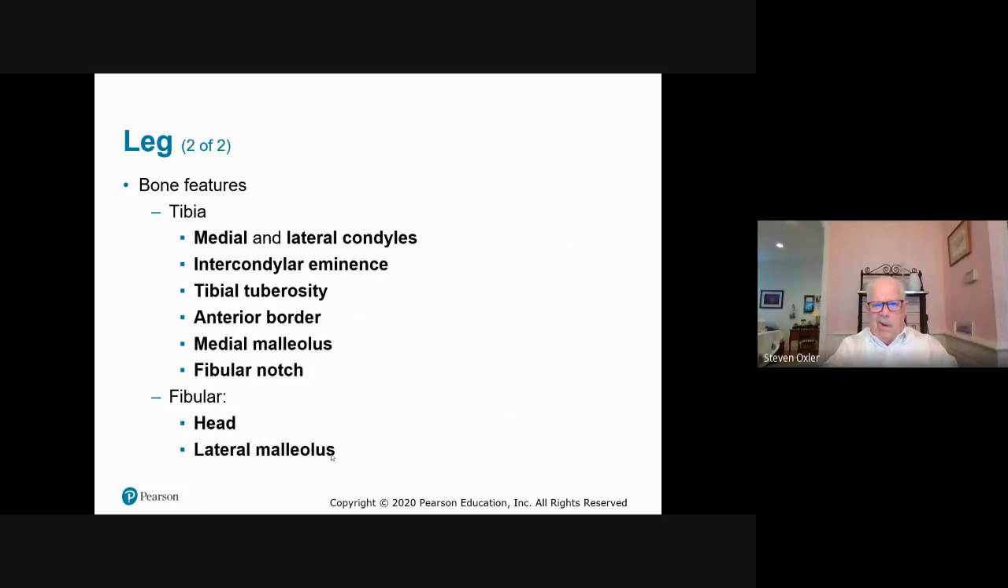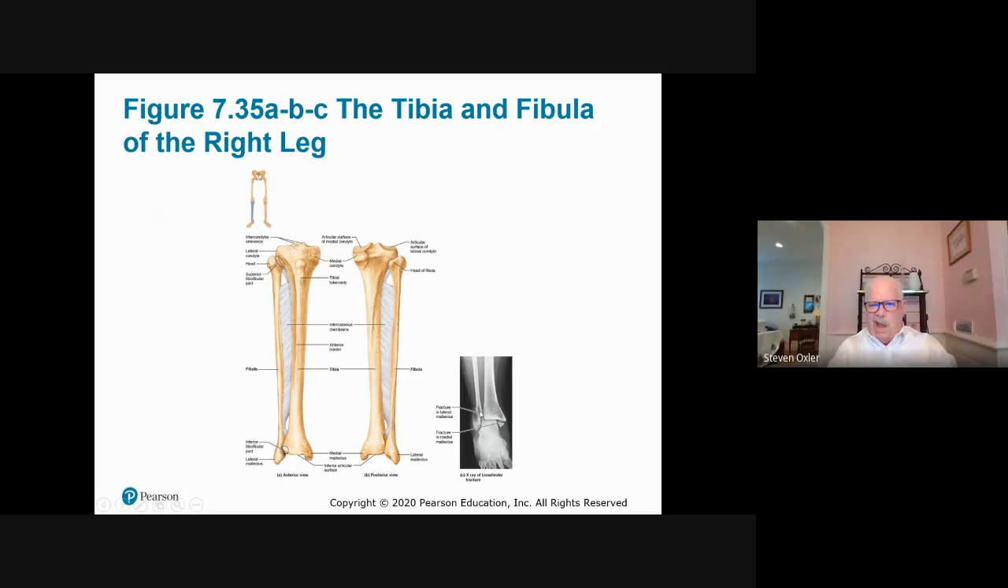And the reason I want you to know that is because of this X-ray. This is the lateral malleolus. This is the medial malleolus. What we have here is a bimalleolar fracture. That means that both bones of the ankle are broken, okay? The lateral malleolus and the medial malleolus. So know those terms. Know that they are at the ankle of the leg.